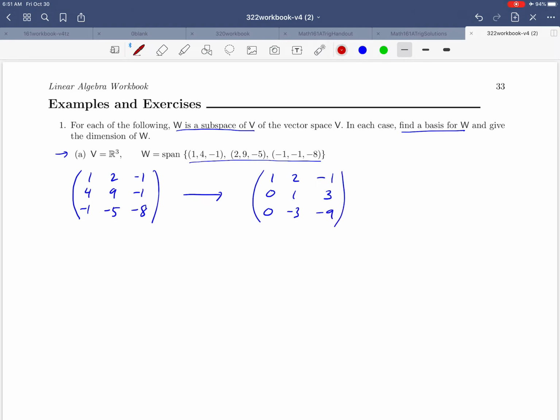If you're curious what operations I used there, to get the second row, we took negative 4R1 plus R2, and then to get the third row, we took R1 and added it to R3. We did both of those at once, just to get zeros under the pivot position there. Then do one more row operation. This time we'd like to get a 0 down here, so we can do that by taking 3R2 and adding it to R3. And if you do that, here's what you end up with.